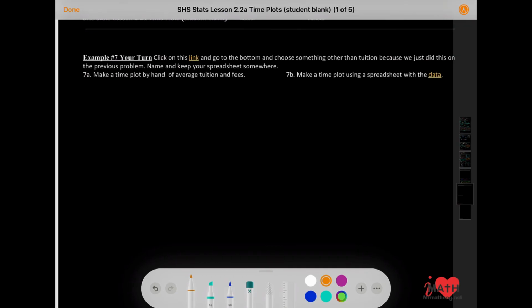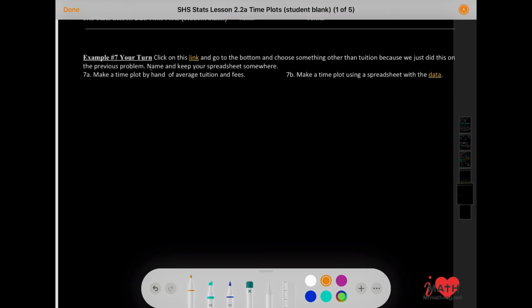Example number 7 says your turn. Click on this link and go to the bottom, and you'll have, I think, 4 or 5 options, and choose something other than tuition, because we just did this on the previous problem. And what it is, it's a file. Hopefully you can click on it, and you just do the same thing. You copy and paste it and put it into a spreadsheet or Google Sheets just like I did.